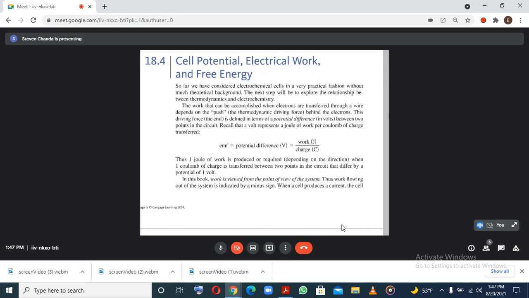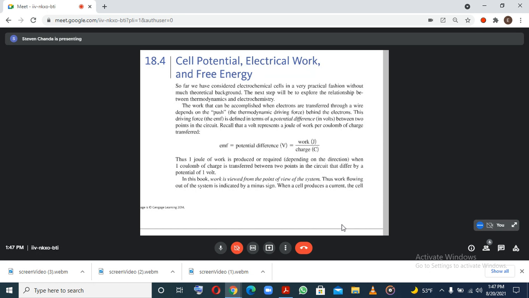It's defined in terms of a potential difference in volts between 2 points in the circuit. So basically, when you talk about electromotive force, you are saying between these 2 points in my circuit, the anode and the cathode, what's really the difference in their volts? That's going to give you the electromotive force.